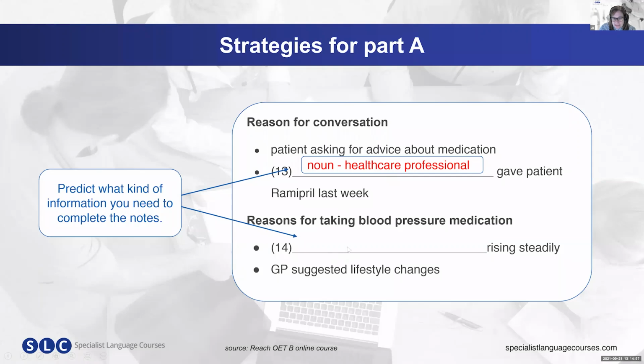In number 14, it says reasons for taking blood pressure medication, rising steadily. So we need to listen for something that's rising steadily. We can probably guess what it is, but we need to listen to confirm. So it's going to be a noun, something that's been rising steadily. Okay, so you have to do this quite quickly. You don't have time to pause on each one. So this is what takes a bit of practice.